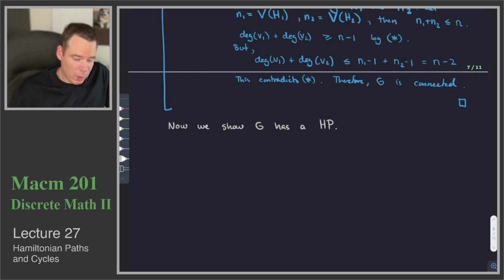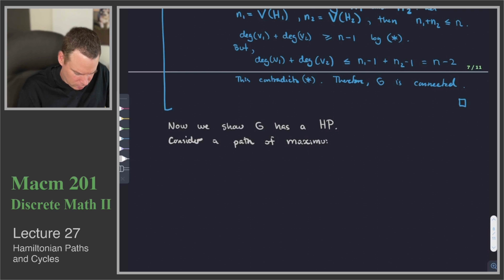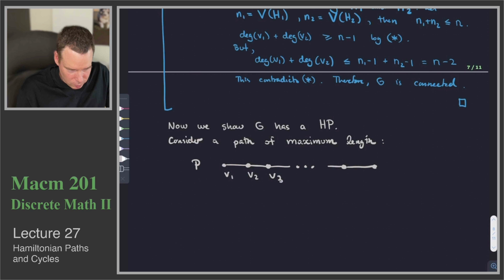So how are we going to do this? Well, we're going to start with a path of maximum length in G. So consider a path of maximum length. We'll call this path P, and it's going to look like this. It's going to start at V1, go to some vertex V2, then V3, and so on, all the way up to vertex Vm. So there's our path of maximum length in G.